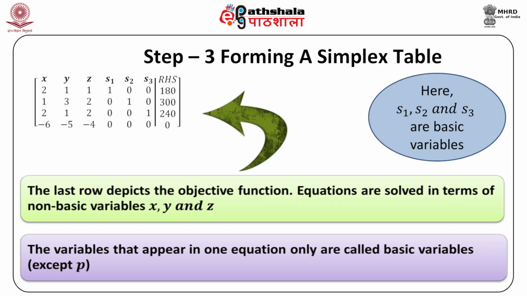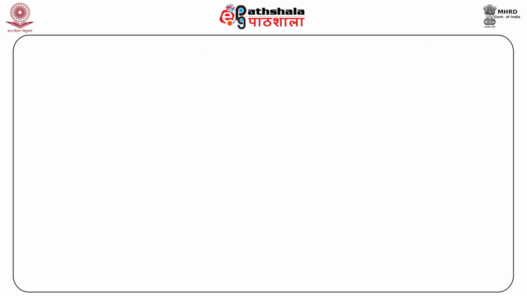Forming a simplex table. The last row depicts the objective function. Equations are solved in terms of non-basic variables x, y and z. The variables that appear in one equation only are called basic variables, except p. Here s1, s2 and s3 are all basic variables. A basic solution of a linear programming problem in standard form is calculated by setting non-basic variables equal to 0.